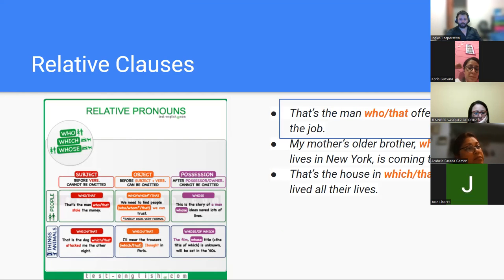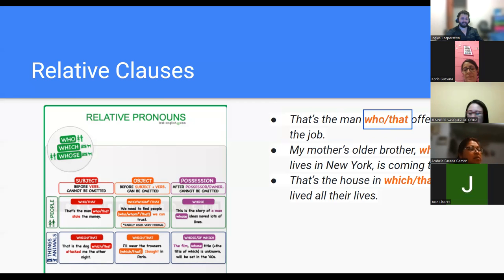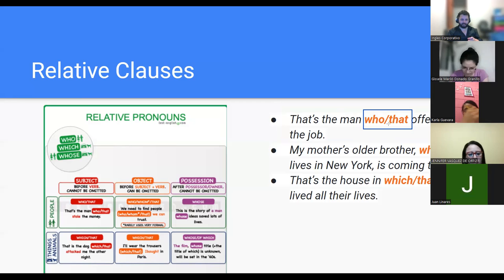That's the man who or that offered me that job. Okay. What is who or that substituting? The man. All right. Notice that who or that can be used for people. Okay. Who and that, guys, can be used for people. You can say who or you can say that. And it is the same thing. It's like in Spanish, it's the same, guys, right? You can say, él es el hombre que te ayudó, right?